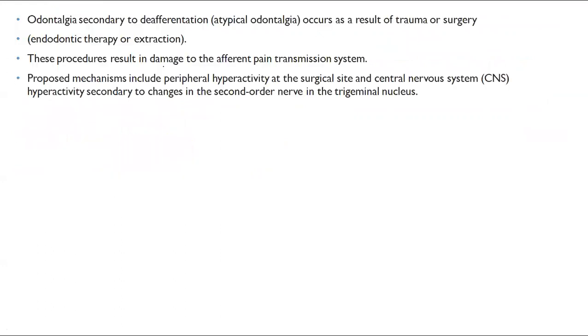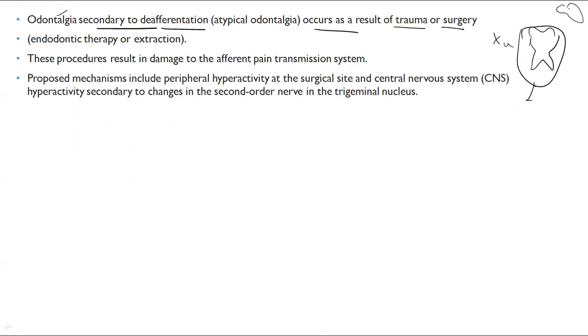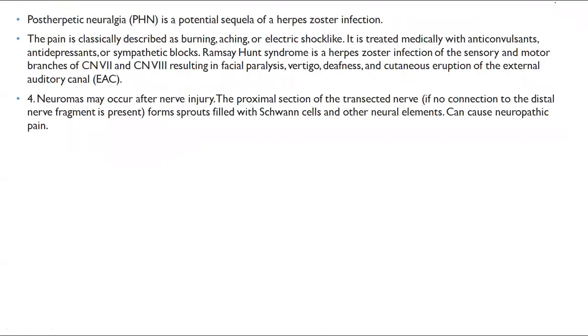Now, odontalgia secondary to deafferentation occurs as a result of trauma or surgery. So suppose there is an extraction done to a specific tooth, and then the patient starts experiencing pain. That can happen because at the surgical site there might be hyperactivity, or there might be changes in the second order nerves in the trigeminal nucleus. That kind of pain is called odontalgia.